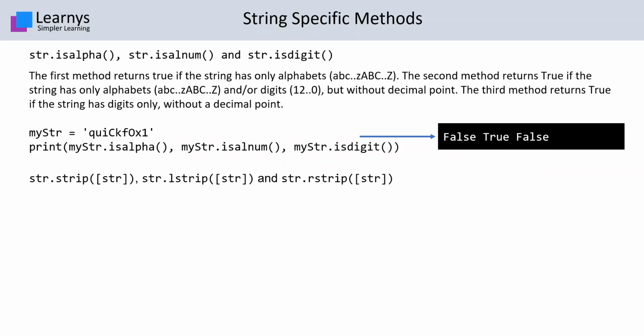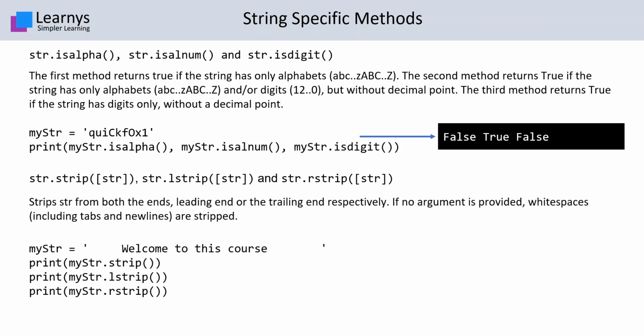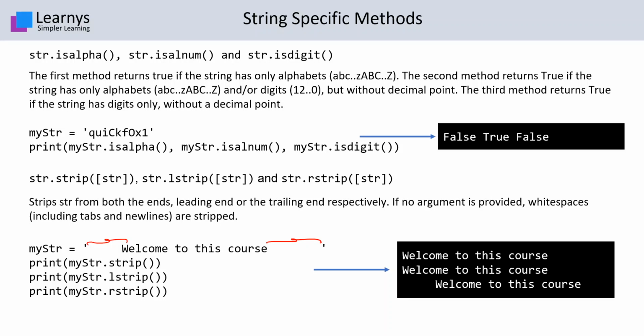Let's talk about the strip function. If you have white spaces at the beginning or at the end of the string, you can remove them using the strip function. If you write mystr.strip, white spaces on both sides, that is the leading end and the trailing end, are removed. If you write mystr.lstrip, the left end white spaces are removed. If you write mystr.rstrip, the left end spaces are intact, and the right end spaces will be removed.